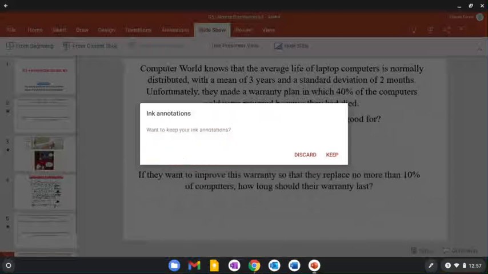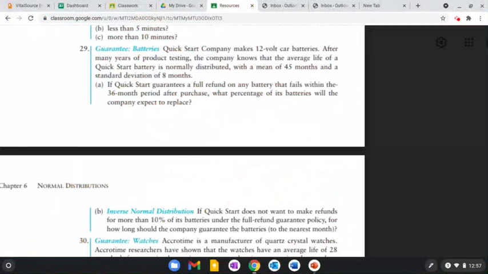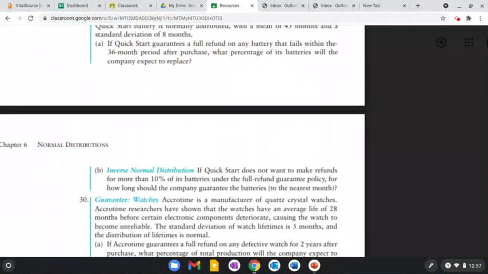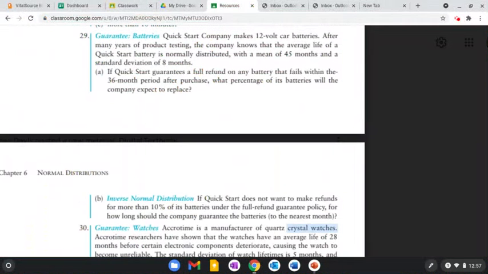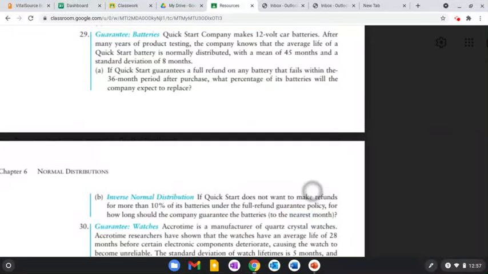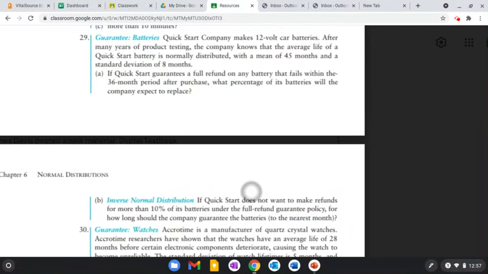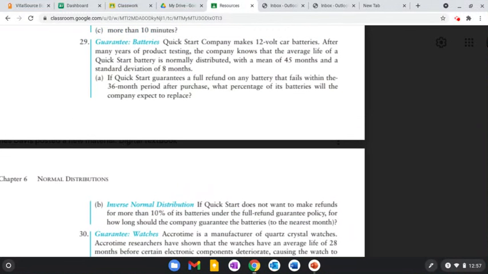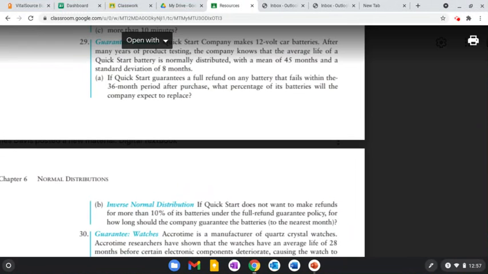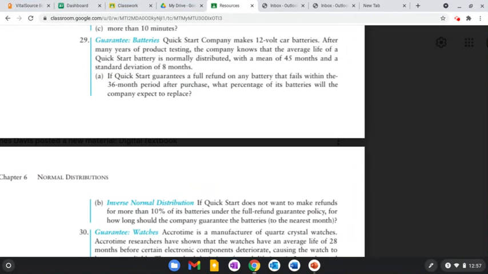I'm just going to pull up your homework assignment here. You have a bunch of just B problems and B's and D's and stuff. All these are word problems, and you're just going to be doing the ones where it says inverse norm distribution. So like for this first one, you just have to look up in the original problem for the mean. So this one has a mean of 45, standard deviation of 8. And this one, they don't want to make refunds for more than 10%. So actually very similar to what we just did.